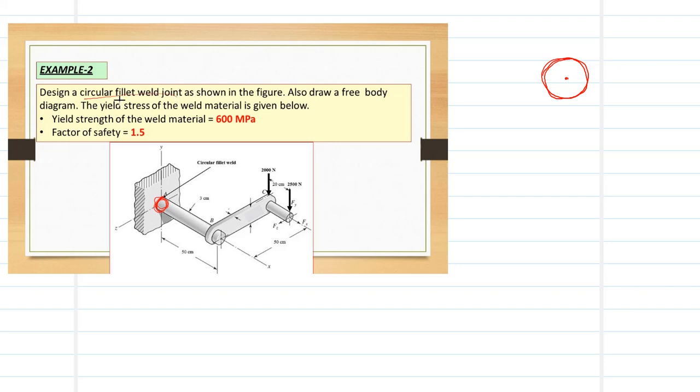Whenever in a problem it says design a circular weld or fillet weld joint or a weld joint, you have to find S. S is basically the size of the leg of the weld. This is the requirement in the problem. The problem says draw a free body diagram, and the yield stress of the weld material which we're using as a welding material is 600 megapascal and the factor of safety is 1.5. So let's start with the problem.